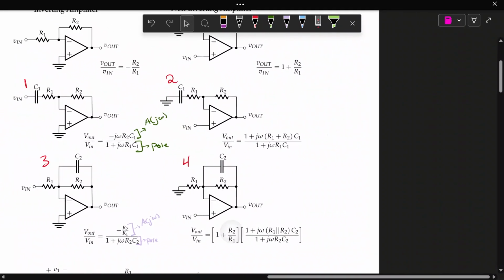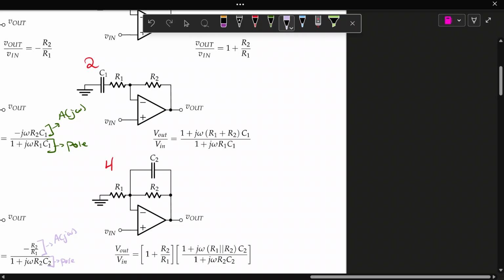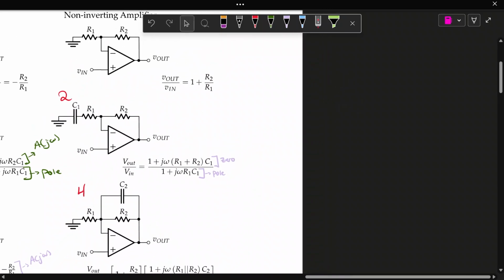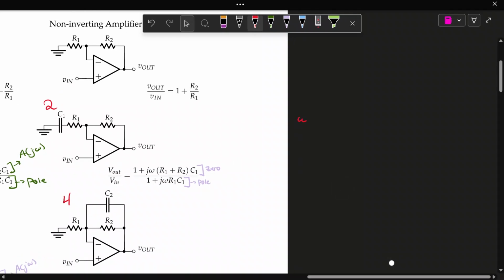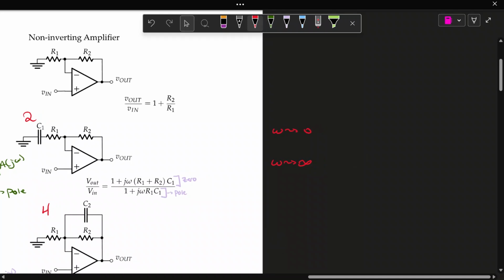Now let's go to number 2 and 4. Number 4, we notice here we have a pole and we have a 0. This might be a little more difficult because we have both. How do we know what comes first? Well, this is when we have to check its end behaviors. So we have to check when omega approaches 0 and when omega approaches infinity. How does our transfer function change?